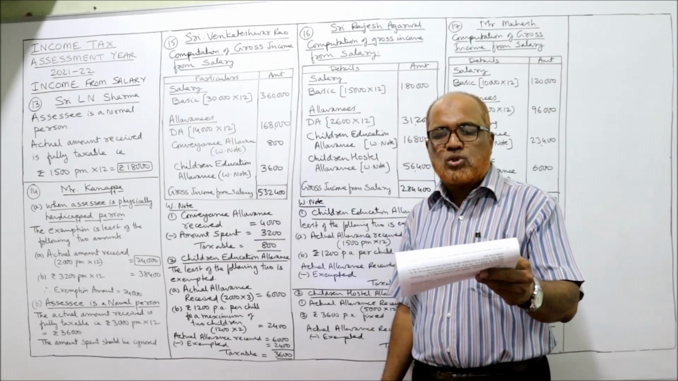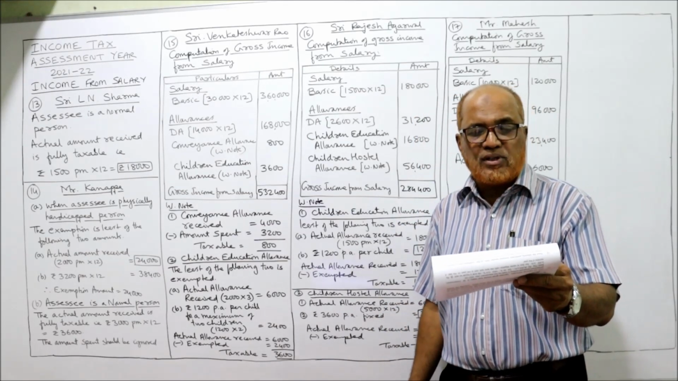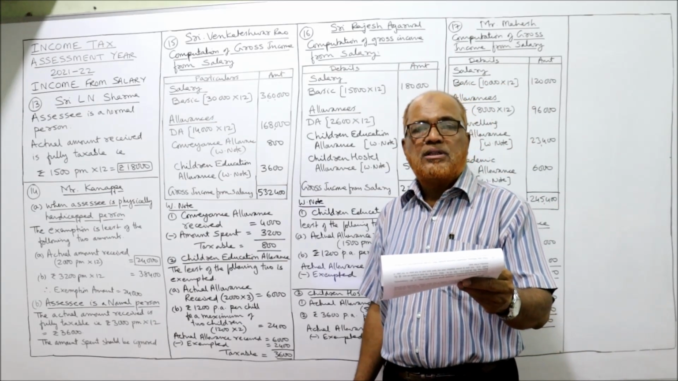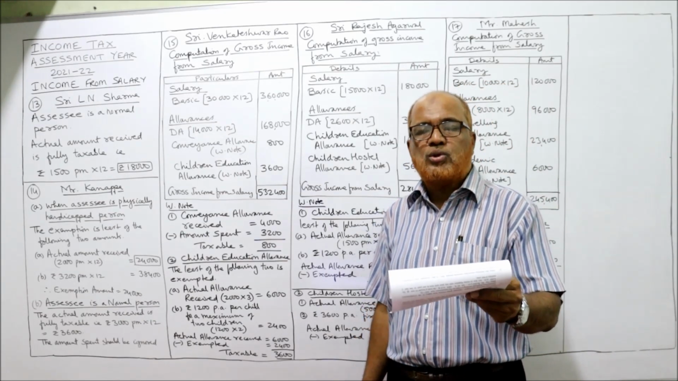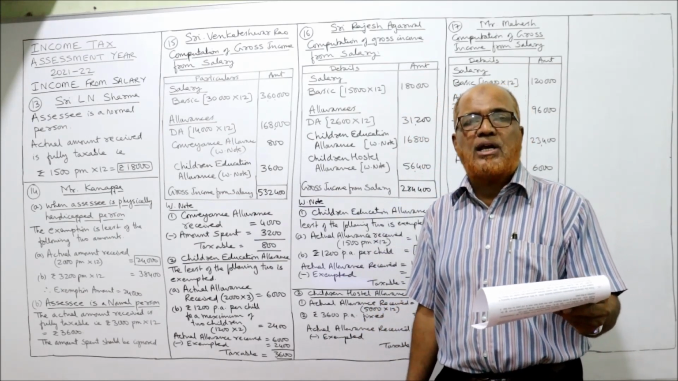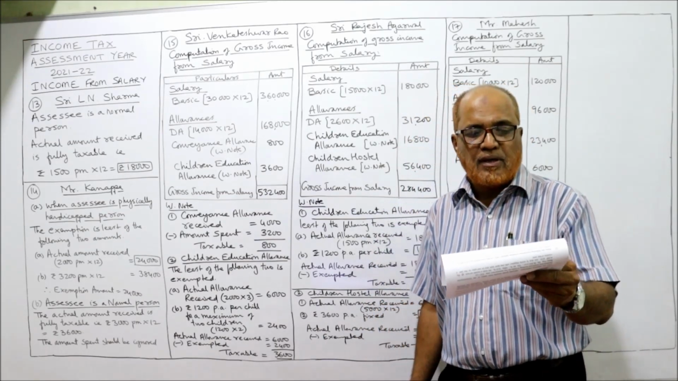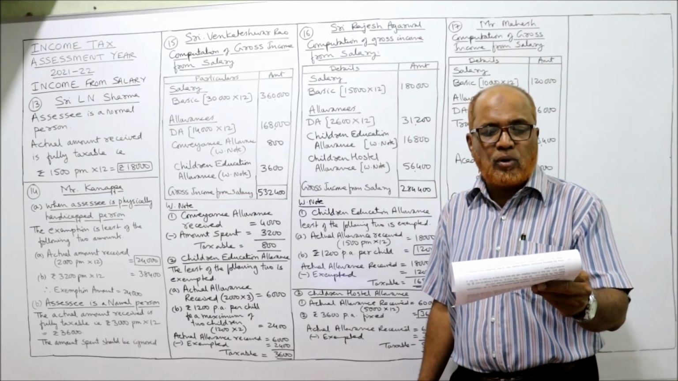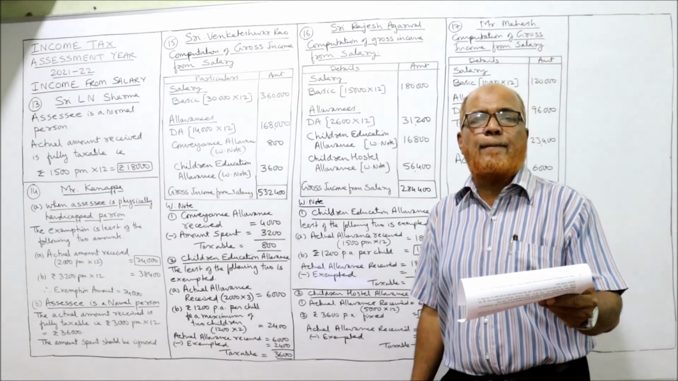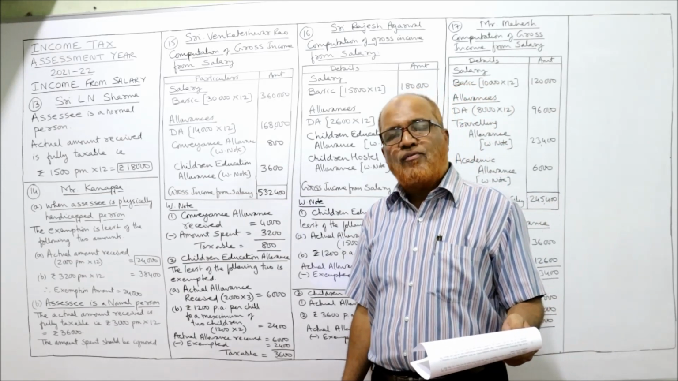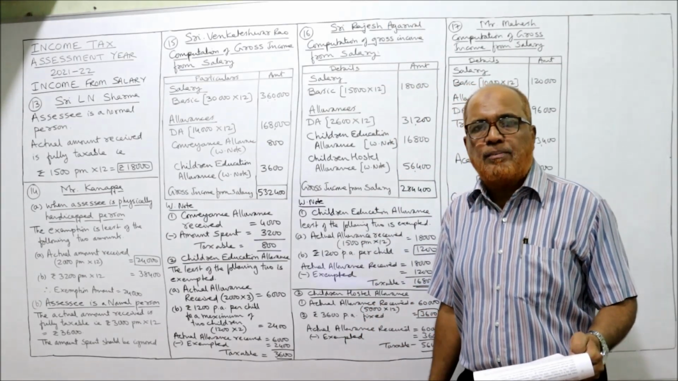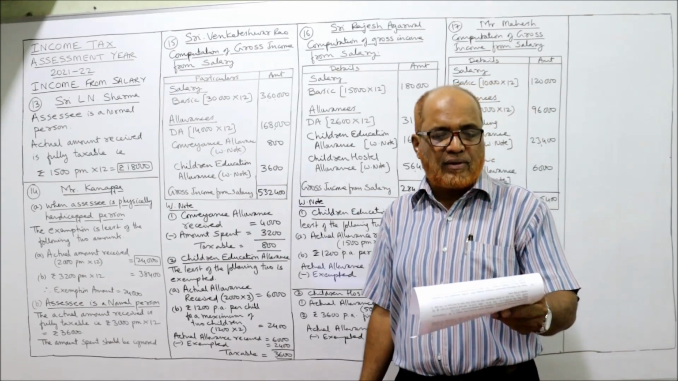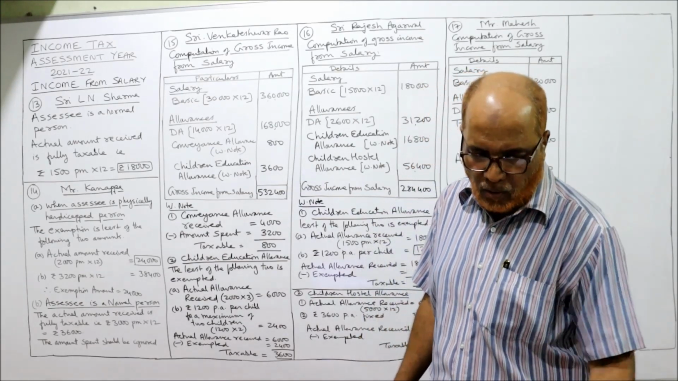Children education allowance is 2,000 per annum per child for his 3 children. For each child 2,000, 3 children, 2,000 into 3, 6,000 rupees children education allowance he received. Calculate the exemption to be allowed for allowances and compute gross income from salary. So two things: first, we have to find out how much is the taxable allowances, and secondly, the gross income from salary of Sri Venkateshwar Rao.